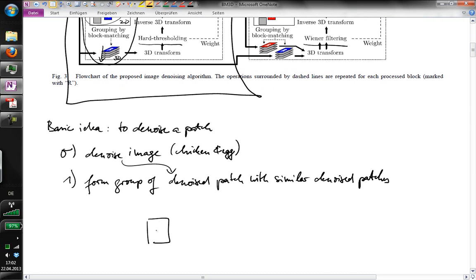So this is my reference patch. And then I append, in order of increasing dissimilarity, the most similar patches that I found. So I'm not using all patches from the entire image, but some up to some upper limit. I forget what number is being used. It helps, yeah. So you can omit step 0, but they show empirically that it's better if you do it.